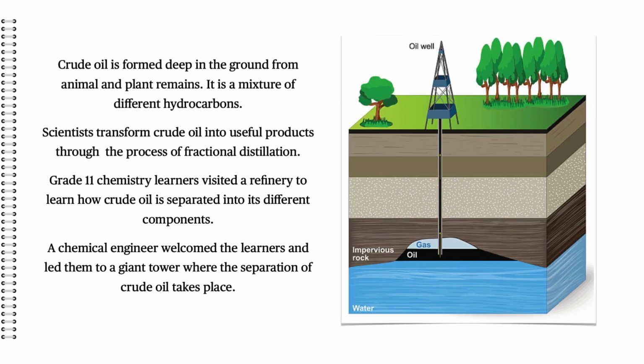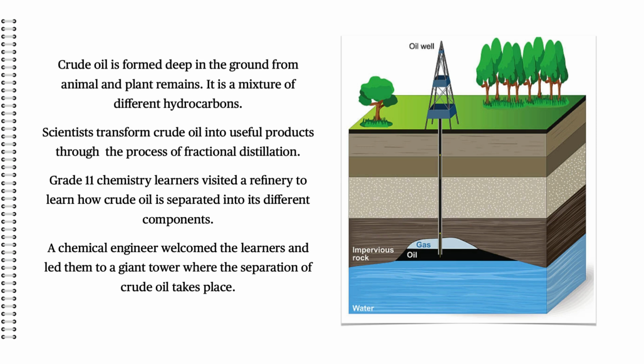Crude oil is formed deep in the ground from animal and plant remains. It is a mixture of different hydrocarbons. Scientists transform crude oil into useful products through the process of fractional distillation. Grade 11 chemistry learners visited a refinery to learn how crude oil is separated into its different components.